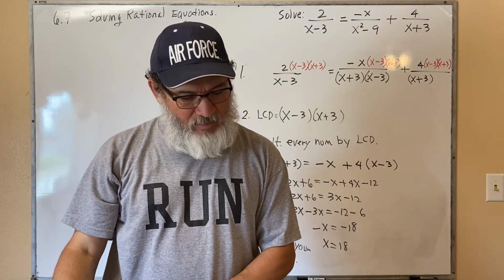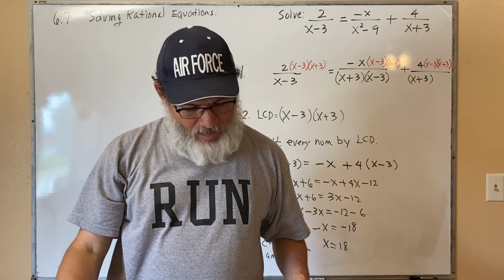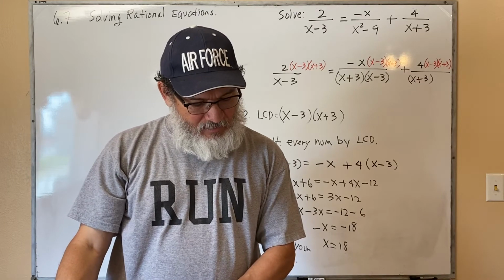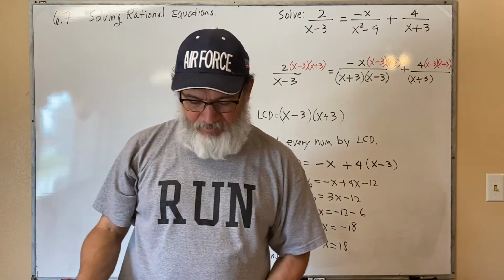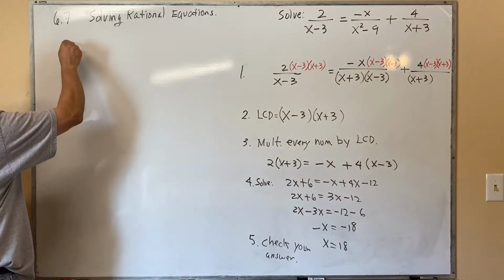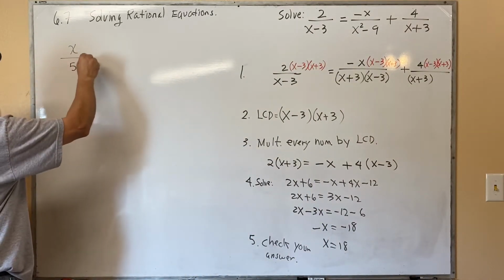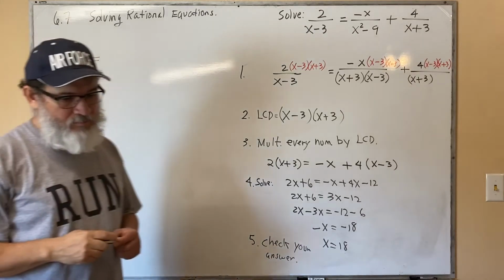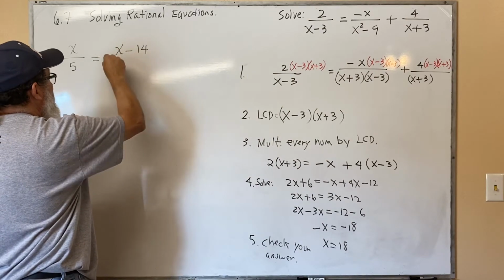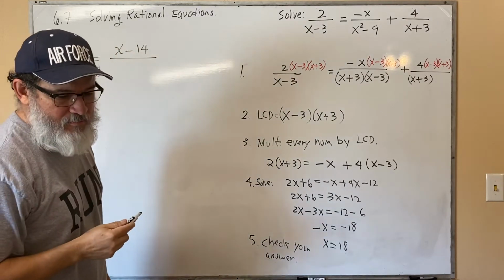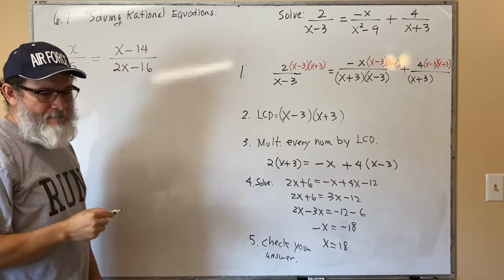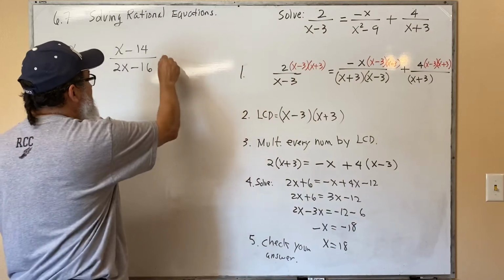Another one. Here is one more. Okay. Try this one. Try x over 5 equals 2x minus 14 over 2x minus 16, minus half.